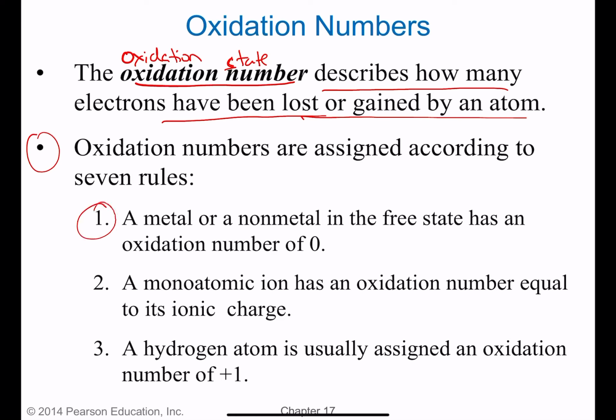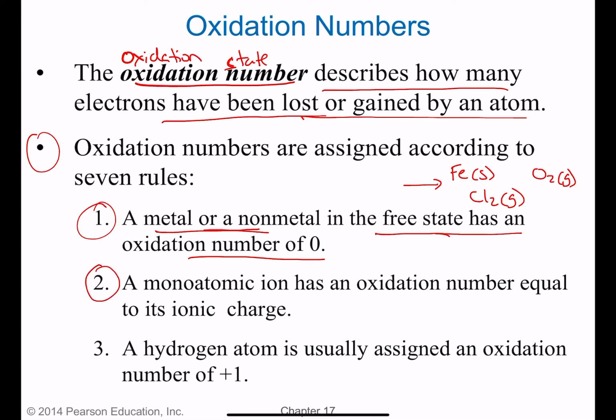So rule number 1, if you have a metal or a nonmetal in the free state, meaning naturally occurring, like iron solid or O2 gas or Cl2 gas, these are all examples of the element in its natural free state. It's going to have an oxidation number of 0. So all 3 of these examples have an oxidation number of 0.